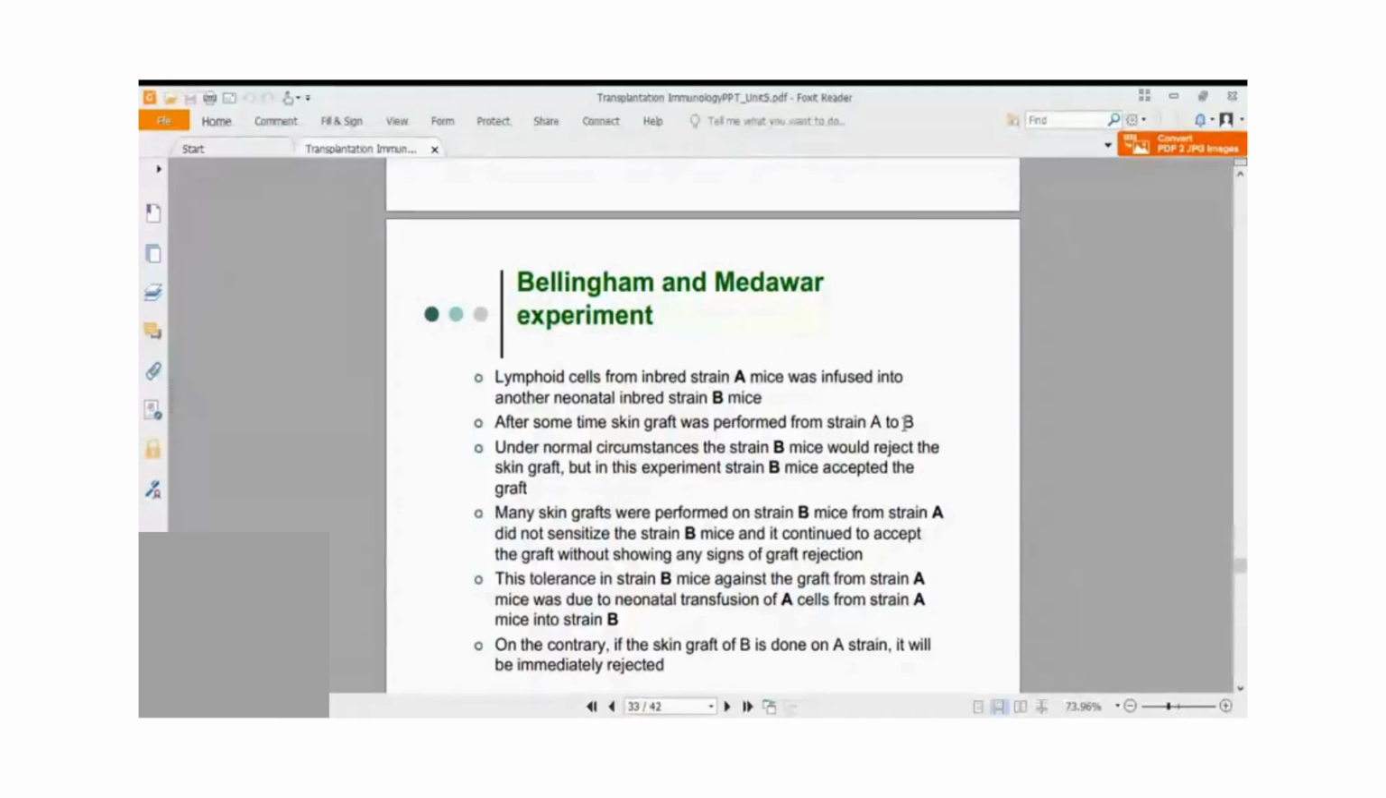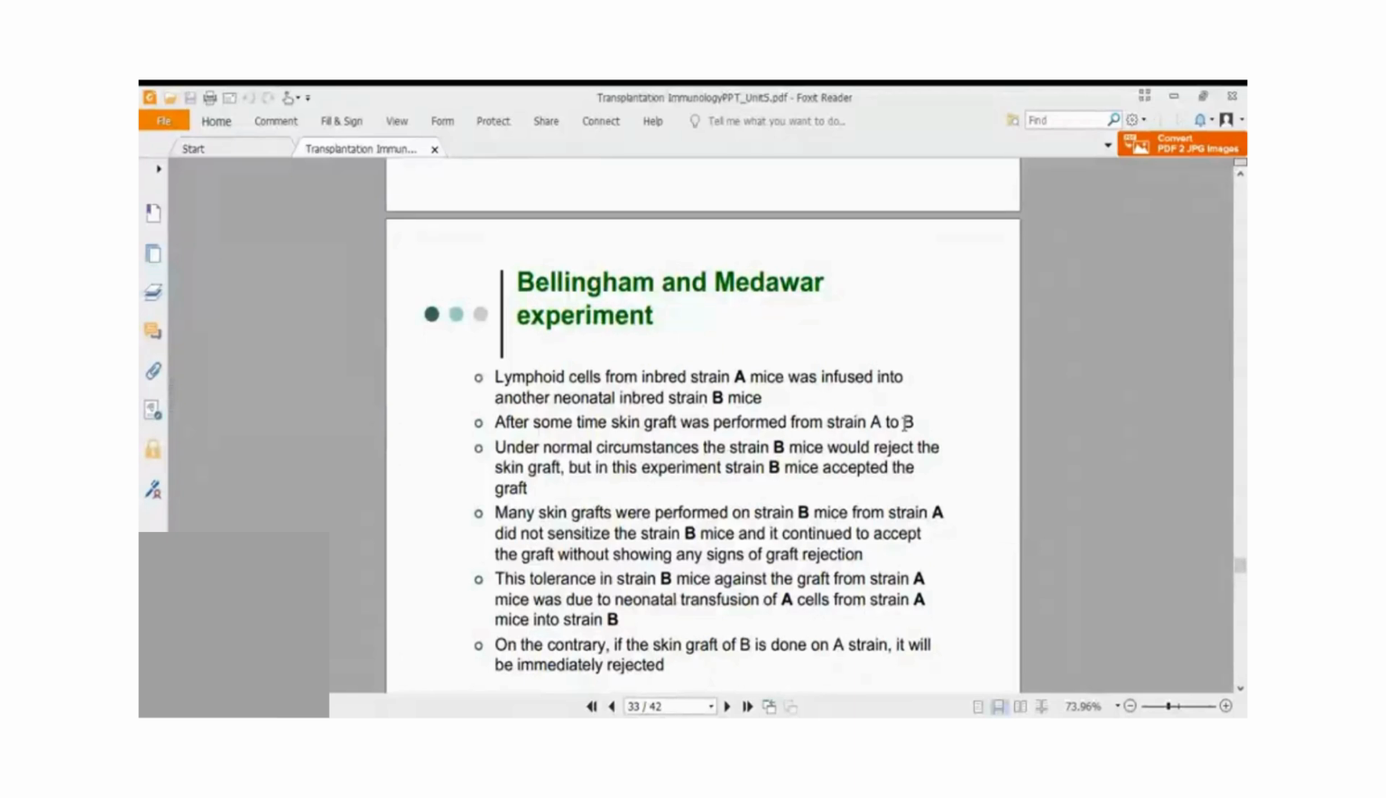The immune system is not yet fully developed in the B strain mice. It is yet to develop. At that time, it has been exposed to the antigens of A strain. Now the B strain mouse grew up. After it has grown, the transplant of A was done, a skin transplant.